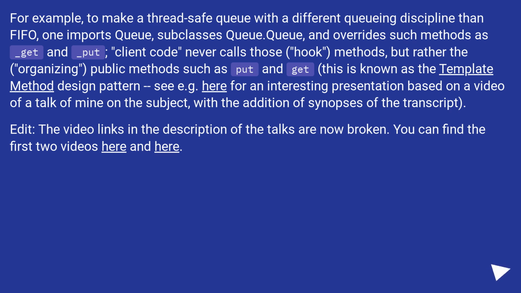For example, to make a thread-safe queue with a different queuing discipline than FIFO, one imports queue, subclasses queue.Queue, and overrides such methods as _get and _put. Client code never calls those hook methods, but rather the organizing public methods such as put and get. This is known as the template method design pattern.